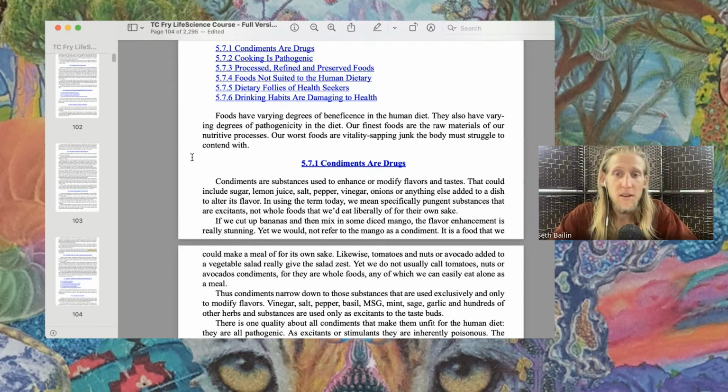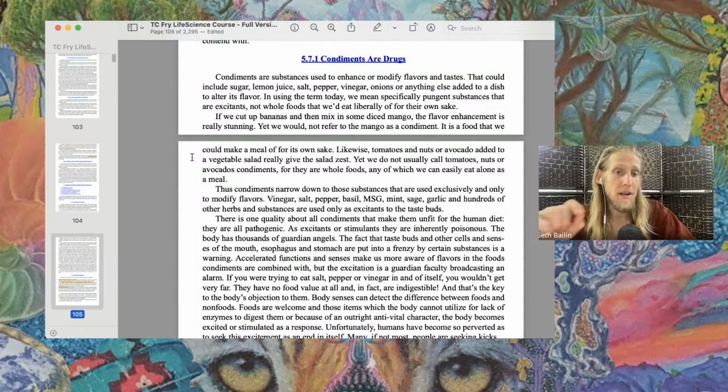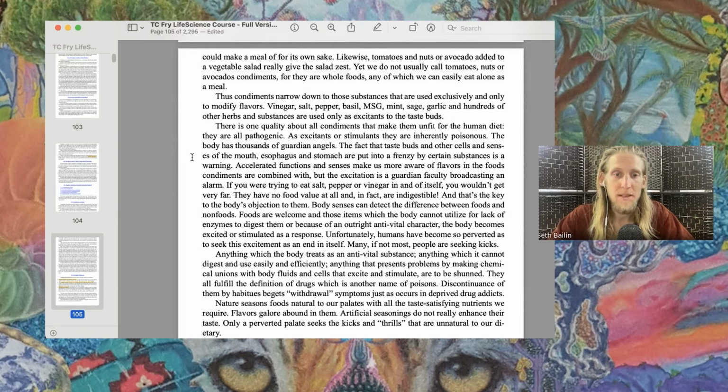So condiments are drugs. We really only eat them for their stimulating effect, for their flavor modifying effect, and for their preservation effect. So there's vinegar, salt, MSG, herbs. We would never eat these things as nutrition, like as food. We would never eat a condiment to provide our nutritive needs. Therefore, it's really just as stimulation, excitement to make an unpalatable food taste good.